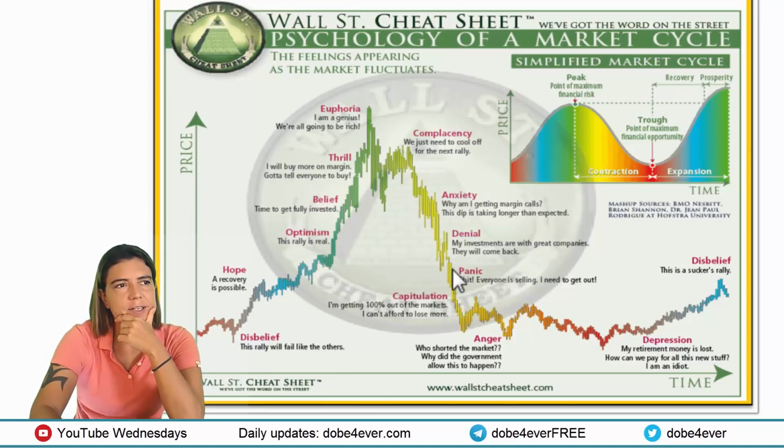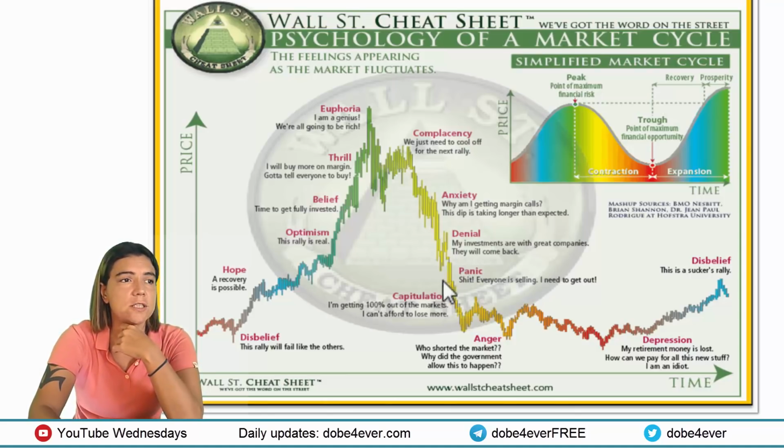We just entered the panic phase in this sell-off. I think people are in panic now, saying, oh shit, everyone is selling, I need to get out of here. I think this is the sentiment right now, which means we are still not at capitulation, and we still need to see capitulation, anger, and depression. So I think this is the stage we are entering right now, panic mode, because of the recent sell-off.